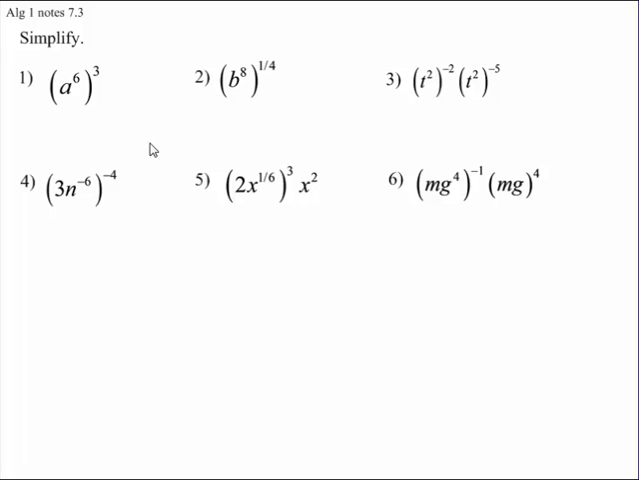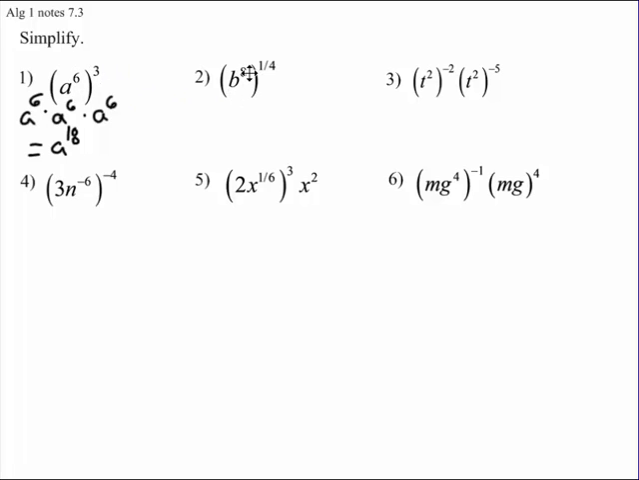Okay, let's work through this kind of slow. So, what do I have here? I have a to the 6th to the third, which means I have a to the 6th times a to the 6th times a to the 6th. Right? A to the 6th, a to the 6th, a to the 6th is a to the 18th. Alright? And again, the shortcut method would be take 6 times 3. But make sure you understand what you're doing here.